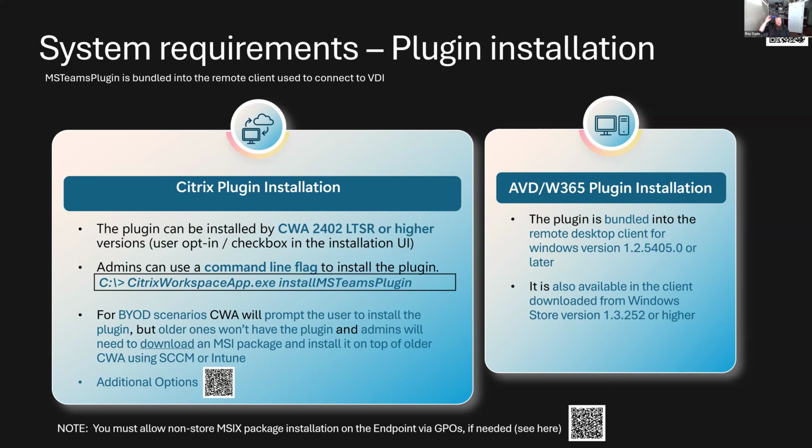For BYOD, it's going to prompt users to install the plugins, but for older versions that don't have the plugins, the admins have to download them, or they can install a newer CWA. That QR code has options on how you can keep the plugins updated through the Global App Configuration service. On the Citrix side, there's a VDI plugin manager now for on-prem users, so you can control that. And then obviously you have your traditional SCCM or Intune mechanisms.